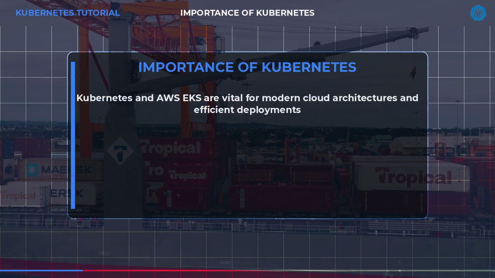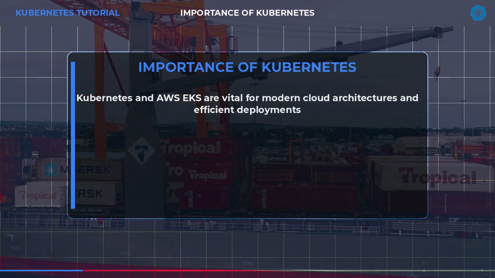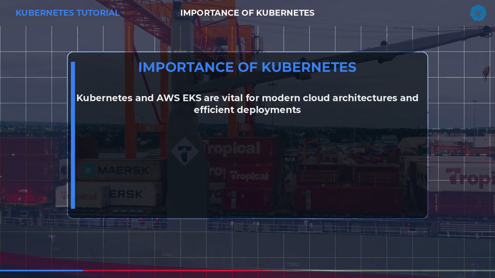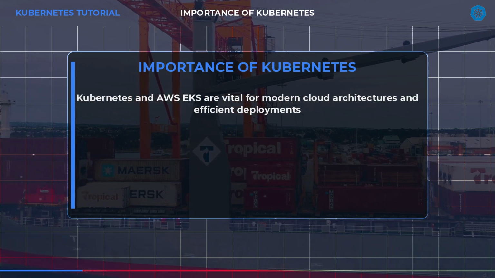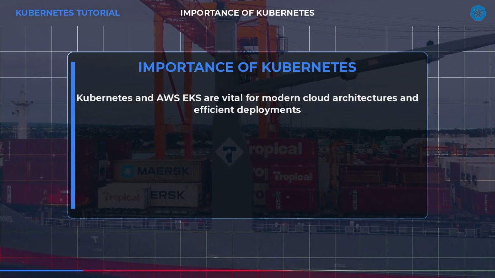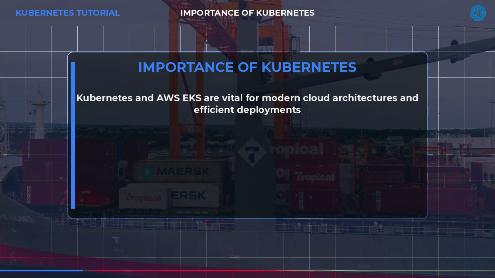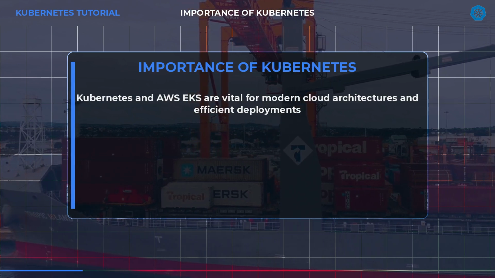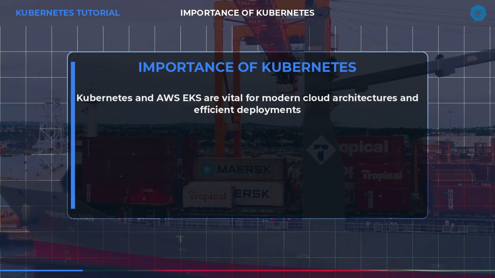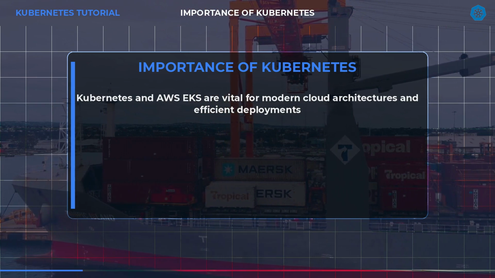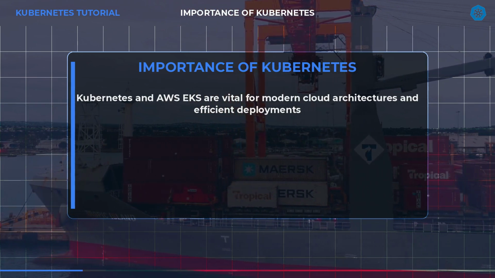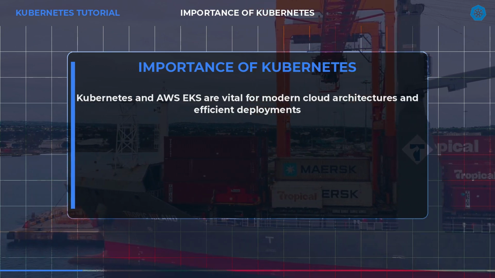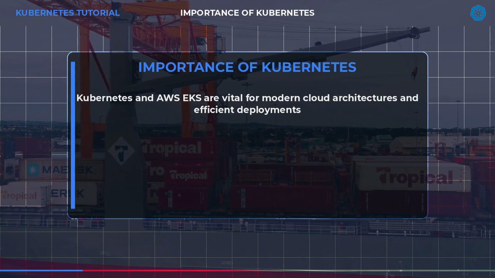Alright, so let's dive right into why Kubernetes and AWS EKS are game changers in the world of cloud computing. Kubernetes has become the cornerstone for managing containers at scale, enabling seamless orchestration and automation. AWS EKS, or Elastic Kubernetes Service, simplifies the process even further by integrating natively with other AWS services. Mastering these technologies can significantly streamline your deployment processes, making your applications more resilient and scalable.